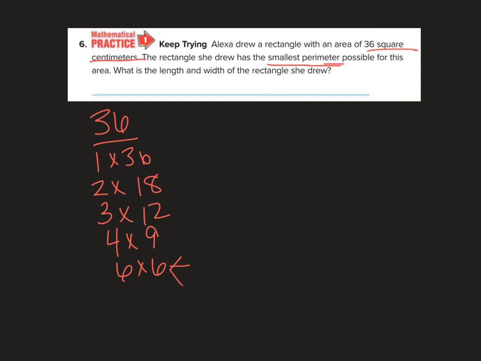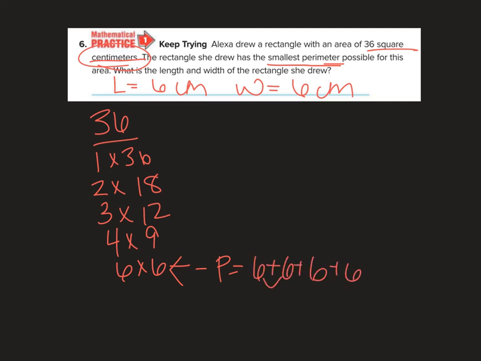Let's choose that one. Okay, so what is the length and width of the rectangle she drew? The length equals 6 centimeters, and the width equals 6 centimeters. Let's just check. The perimeter equals 6 plus 6 plus 6 plus 6, so 12 plus 12 is 24. So the perimeter is 24.